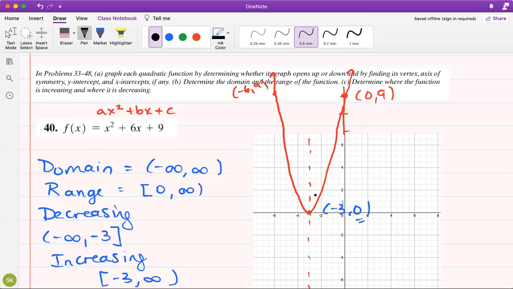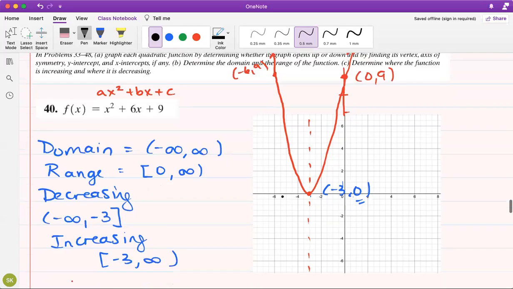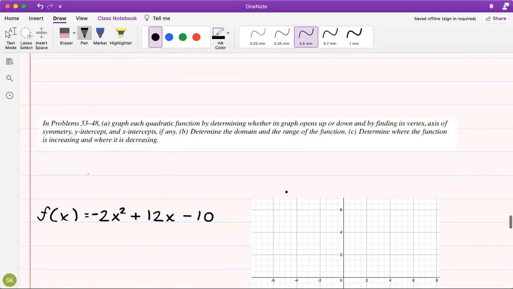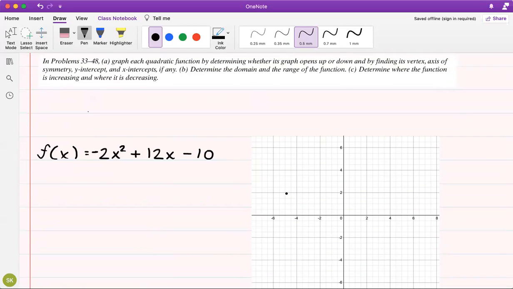I want to do one more problem like this. And then I want to give you a couple of graphs, and I want to see if we can come up with an equation for those graphs. So here's the second problem.